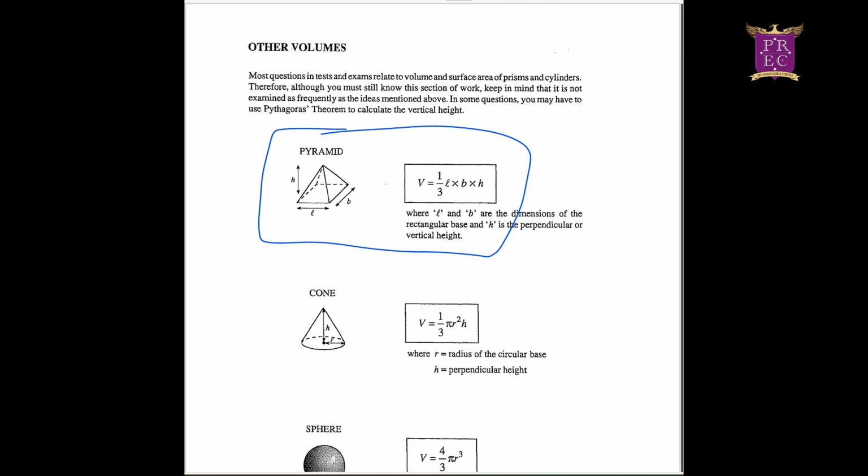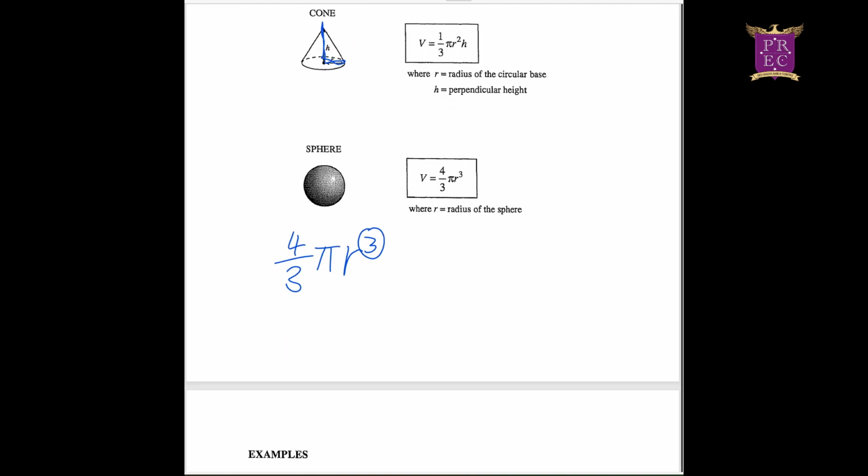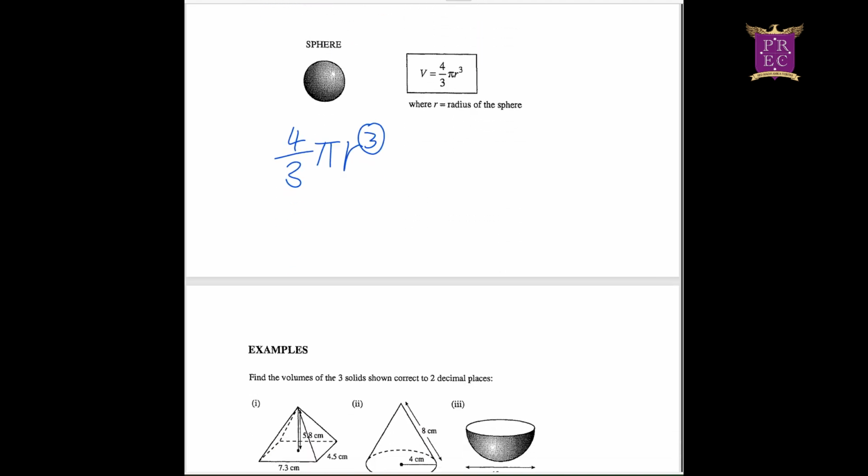Have a look at cone. We've got volume is equal to 1/3 times pi times r squared times by h. So r is the radius of the circular base, and height is the perpendicular height of the triangle here. Okay, that's it. And the sphere. With the sphere, we do 4/3 times by pi times by r cubed. Always remember it's r cubed, not squared. And always write these formulas down and use them when we're going through the questions.